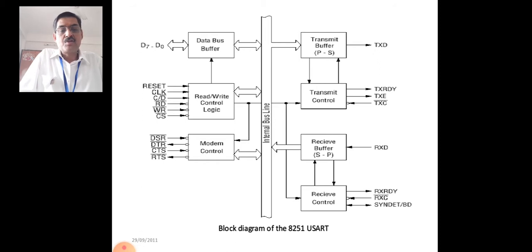Next is modem control. This block is used to control the communication between the 8251 and the modem. Modem is a device which is used to perform the operations of modulation and demodulation.